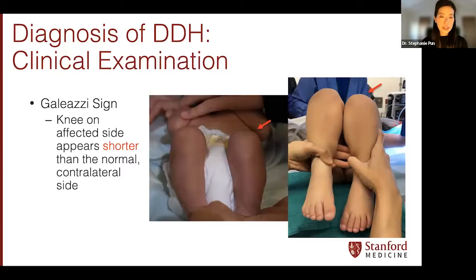The Galeazzi sign is where, if you have a dislocated hip and you flex both hips up to about 90 degrees and you flex the knees too, if you look, the knee that is on the same side as the dislocated hip will appear shorter than the normal contralateral knee. So in these pictures, both in the infant and in the toddler here, the left hip is dislocated. So you see the left knee is lower than the right knee.